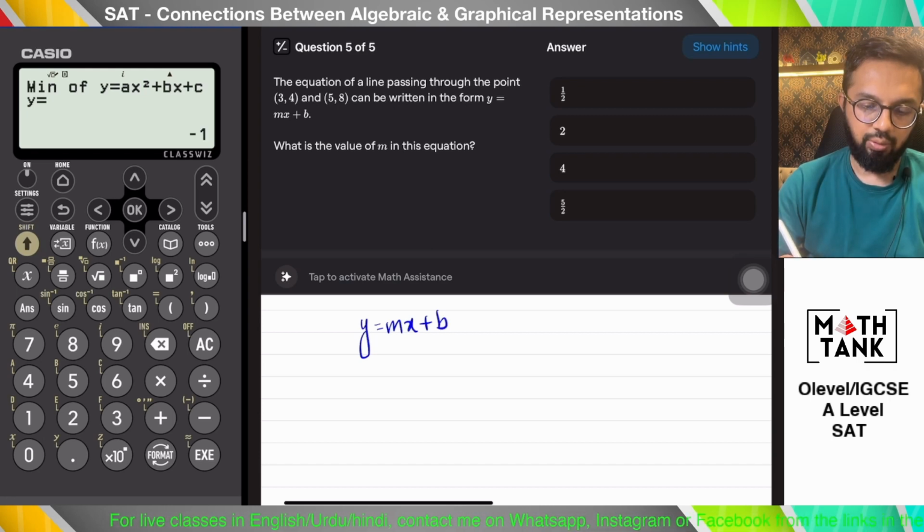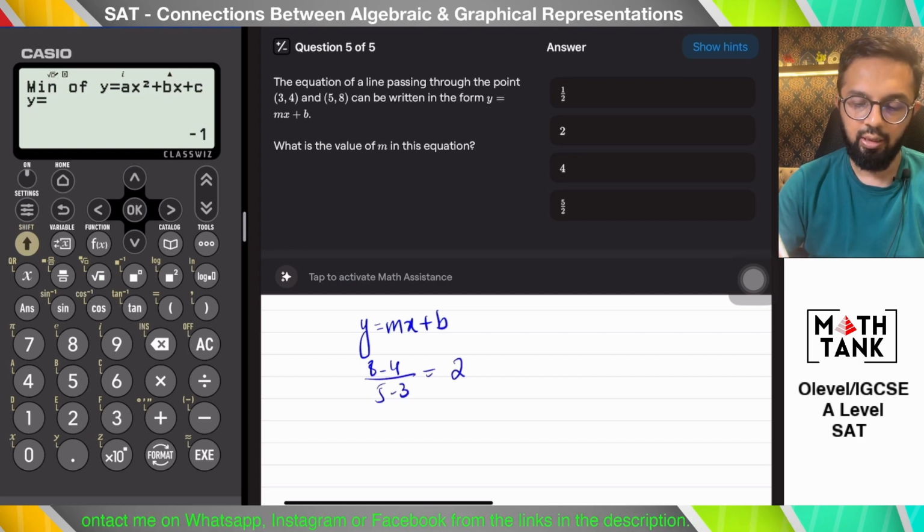m in this equation. Okay. So I just need to find the slope. So 8 minus 4 over 5 minus 3. That's 2.